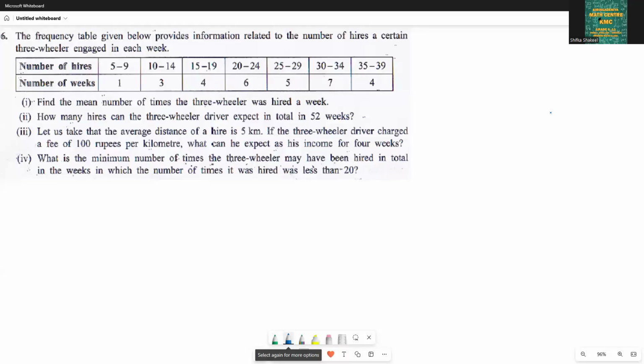Hello children, today we are going to discuss the 2024-2025 O-Level Max paper, question number 6.